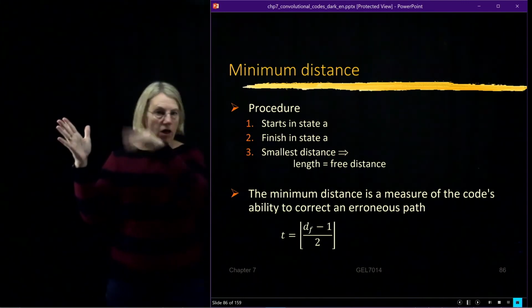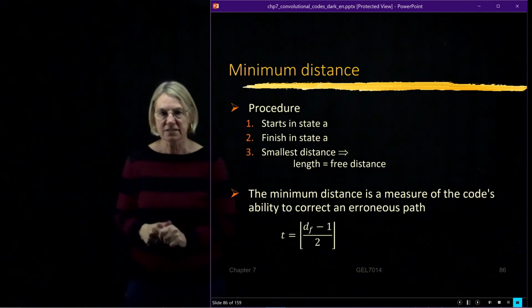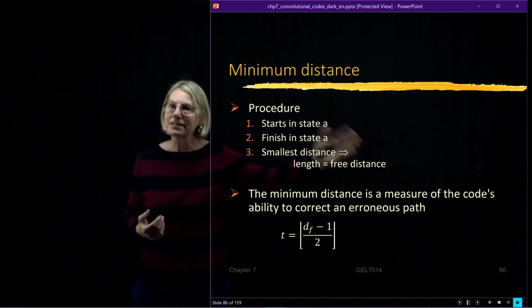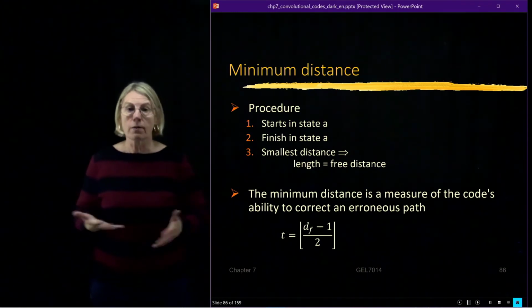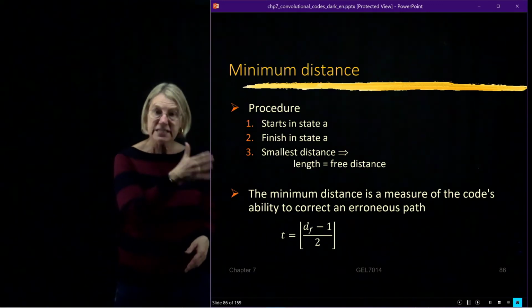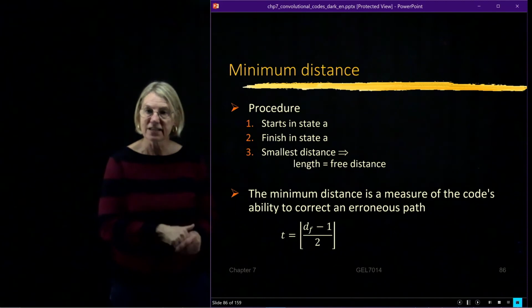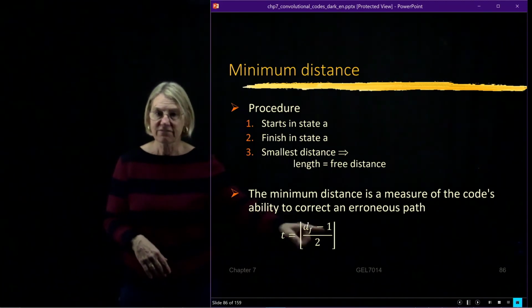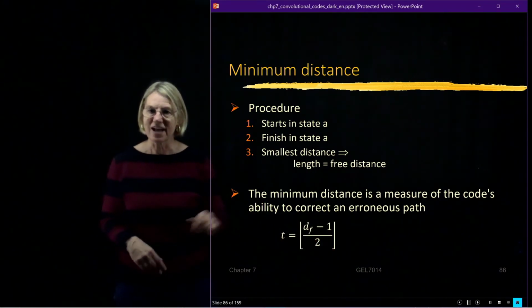And when I find that, all of the possible paths start at A, end at A, whichever one is the shortest distance, that's the minimum distance. For convolutional codes, instead of calling it the minimum distance, we call it the free distance. And the free distance of a code determines the performance of that code. In fact, this free distance actually tells us the code's ability to correct an erroneous path. I take the free distance, minus 1, divide by 2, take the greatest integer, and that is the maximum number of bits I can correct.